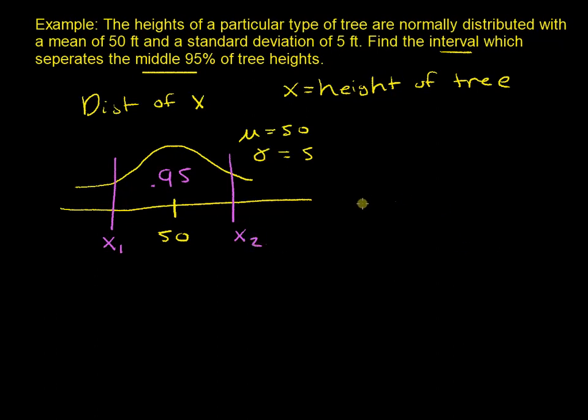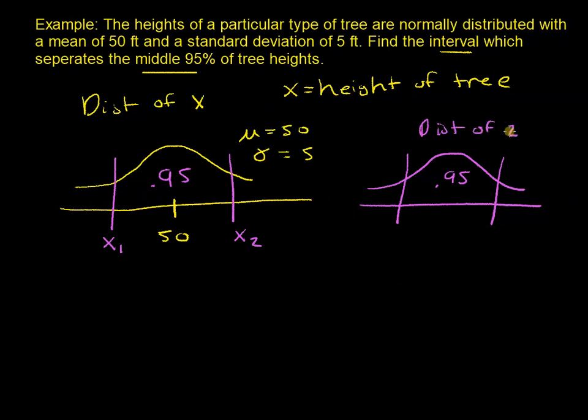Over here is my distribution of z, with 95% in the middle, centered on 0. This z value will be the same as that z value, except this one will be negative, because it's symmetric and centered on 0. So it doesn't matter which of these z values I find, they're the same number, just one's negative.